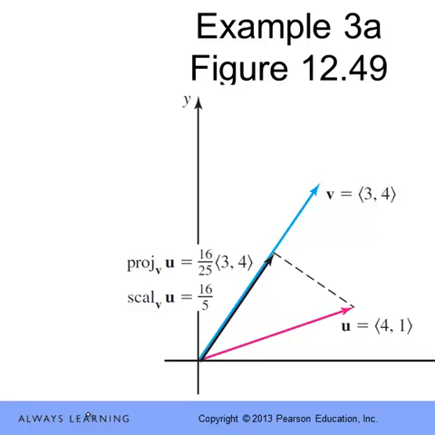Let's take a look at example 3 on page 806 of the textbook. Here we have a vector u, which is (4, 1), and a vector v, which is (3, 4). What we need to do is calculate the scalar component of u in the direction of v, and then calculate the projection of u onto v.